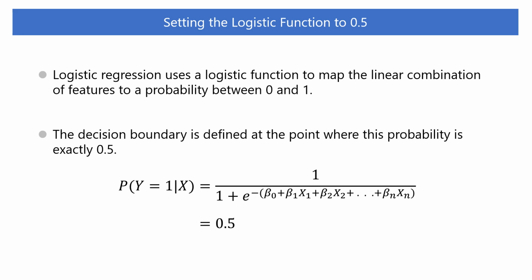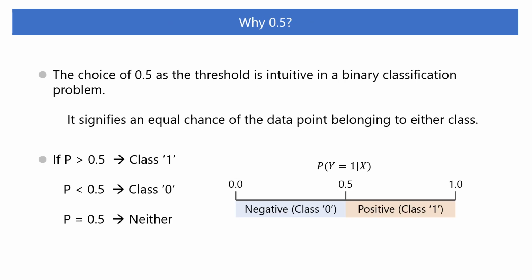Logistic regression uses a logistic function to map the linear combination of features to a probability between 0 and 1. The decision boundary is defined at a point where this probability is exactly 0.5. In the logistic regression formula, the decision boundary is set where the probability of y equals 1 given x is 0.5. So, y is the threshold set to 0.5.